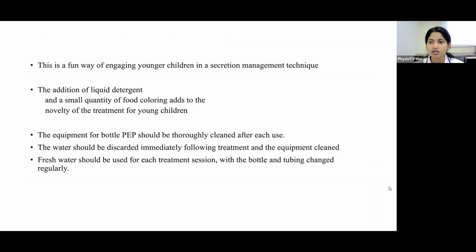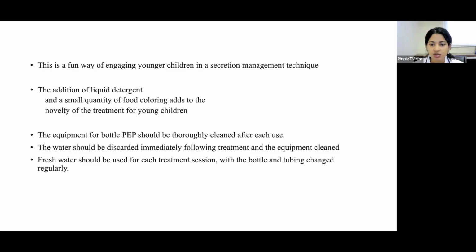Moving forward. So this device can easily be given for children because it is a fun way of engaging them. To make it more fun, detergent can also be added to make more bubbling effect into the device, or coloring can also be added for visual feedback.